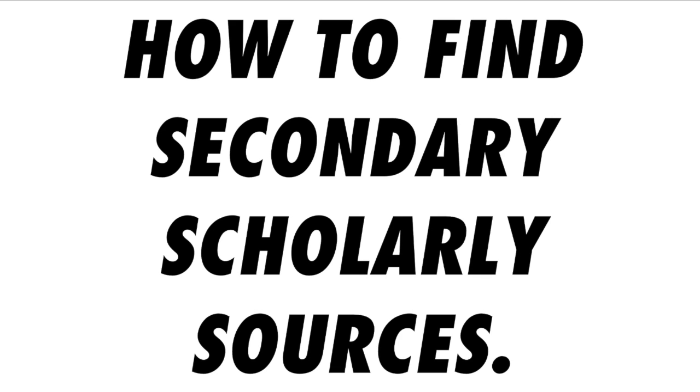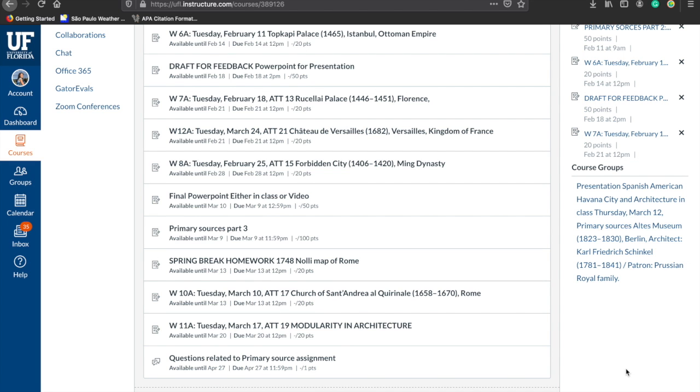Hello everyone, today I'm going to teach you guys how to find secondary scholarly sources. For the purpose of this investigation, I'm going to choose my presentation topic. It's going to be the Spanish American Havana City in Architecture.